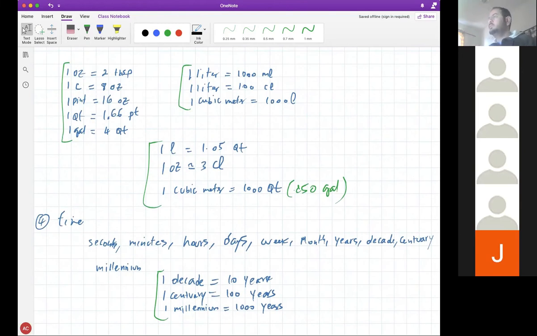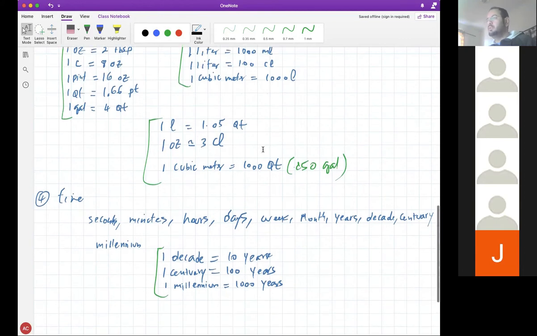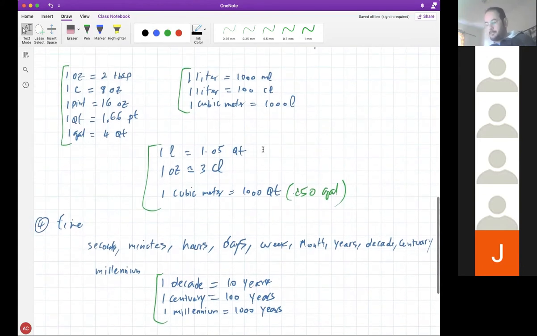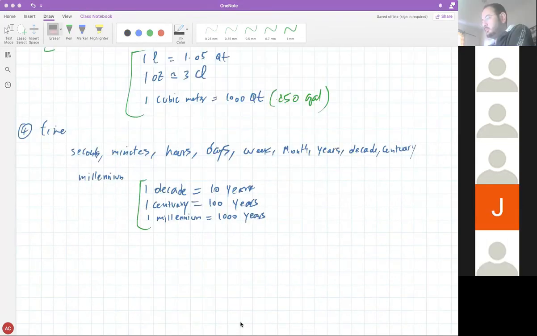So that's pretty much it for this lecture. Any questions, everybody? Any questions about any of these units or conversions? Please let me know if you have anything. No question. Okay. Everybody else? The silent majority. No questions. Okay, everybody else, let me know if you have any questions.